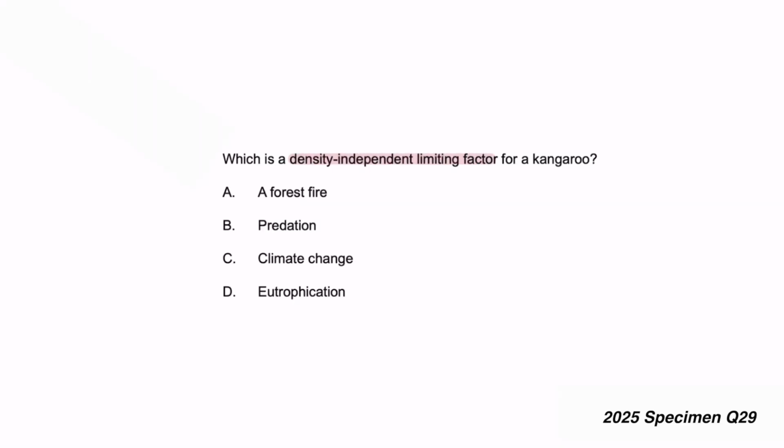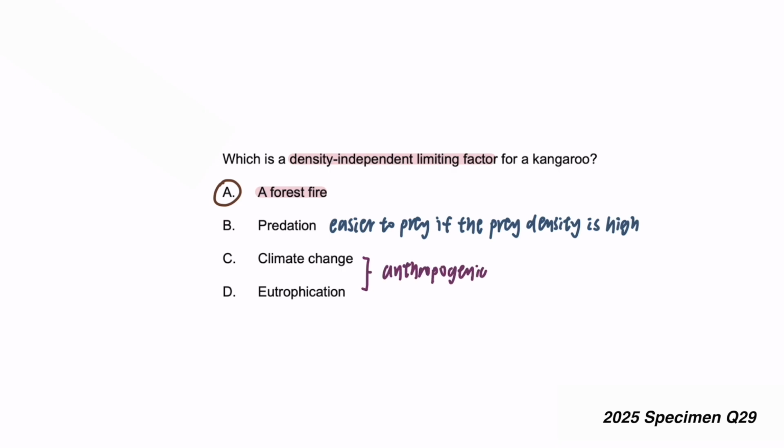Density-independent limiting factors can affect the growth of a population regardless of the population density. Forest fire is one of them because it will happen no matter whether the population size is large or small. Predation is a density-dependent factor for prey population because it would be easier for predators to prey when the prey density is high. Climate change and eutrophication are anthropogenic.